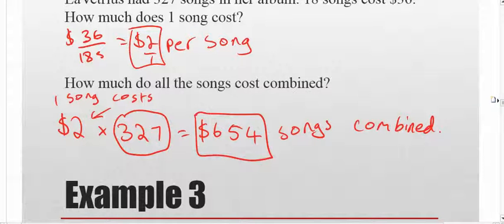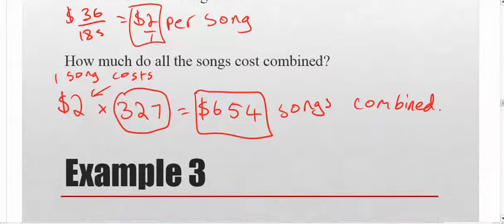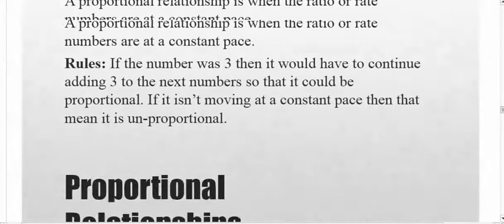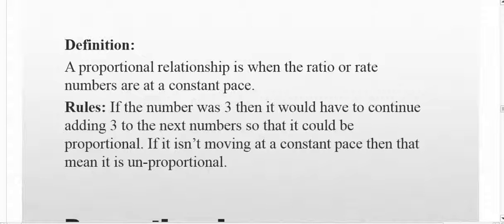Alright, so the next topic we're going to be talking about is proportional relationships. So a proportional relationship is when the ratio or rate numbers are at a constant pace. That might not make sense at the moment, but once I show you how to do it, then it'll be much easier. So the rules are, if the number was 3, then it would have to continue adding 3 to the next numbers, so that it could be proportional. If it doesn't move at a constant pace, then that means it is not proportional.